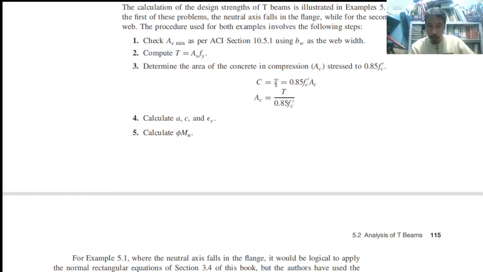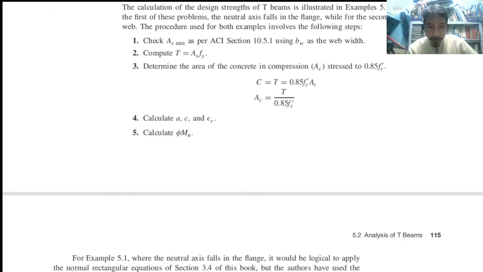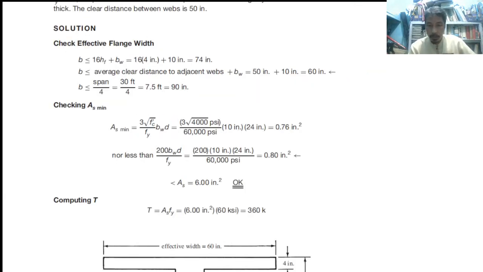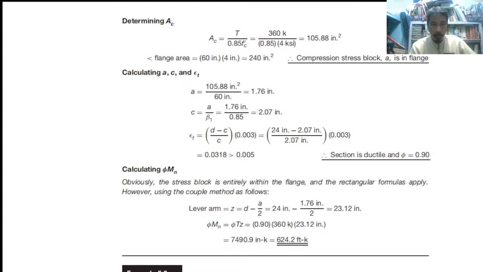Now let's go to step number 3. Compute the C and equate it to T. Then compute the area of concrete. Take note, step number 3. We already know T is 360 kips. What we need to do is C. C is 0.85 fc prime times Ac, where fc prime is given. So, we now determine Ac. C equal to 105.88.